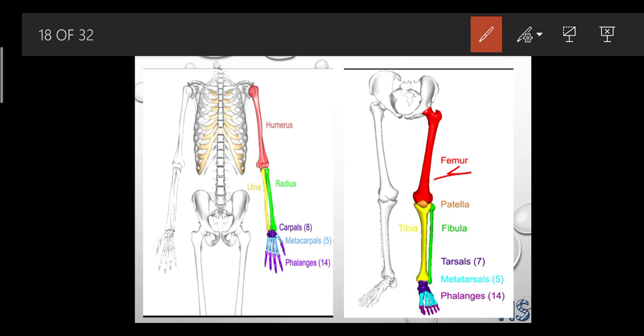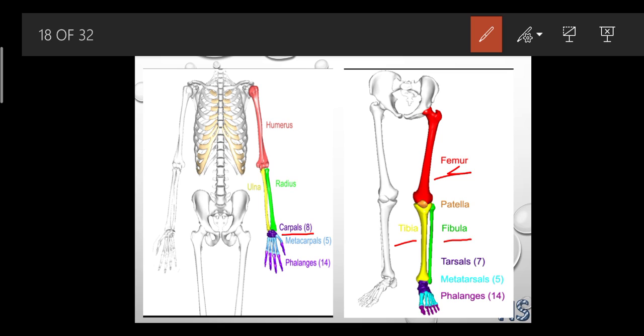One of the longest bones is the femur. The femur is also called the thigh bone, one of the longest and strongest bones of your body. Then the inner part is called the tibia, and the outer part is called the fibula.